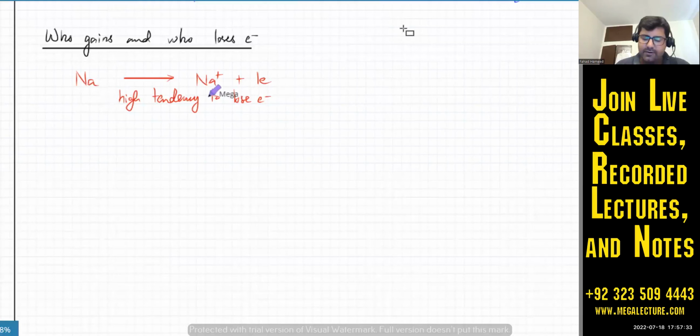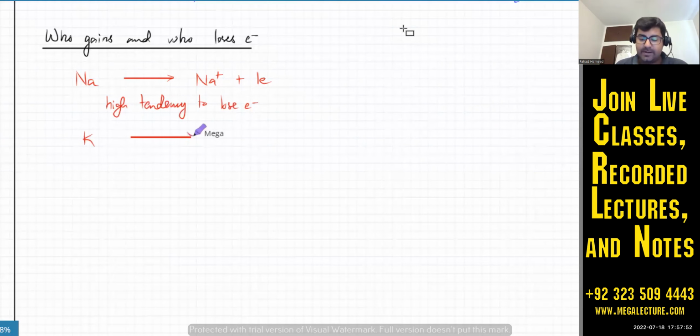If I want to compare it with potassium, let's say. So I've got potassium over here. Let's say the question is, does potassium like to lose electrons more compared to sodium? Because potassium is also a group 1 metal, a very reactive group 1 metal. It would also form +1 ions. So the question is, does it have an even higher tendency to lose electrons? Okay, it's more because it's more reactive, right?